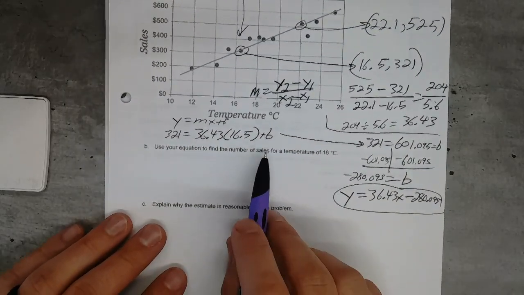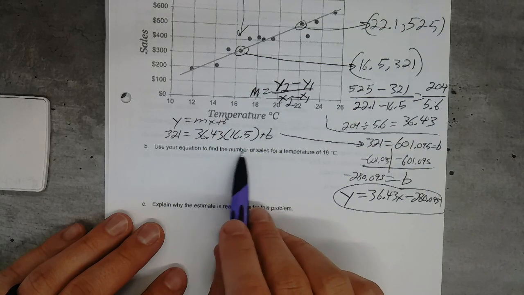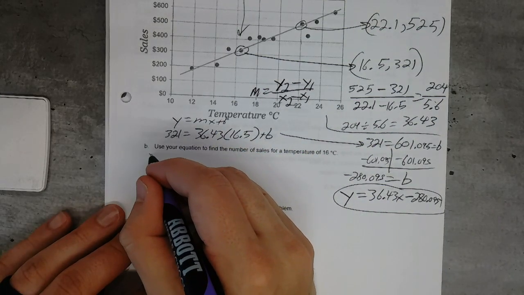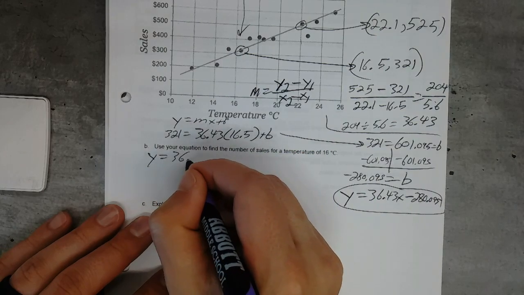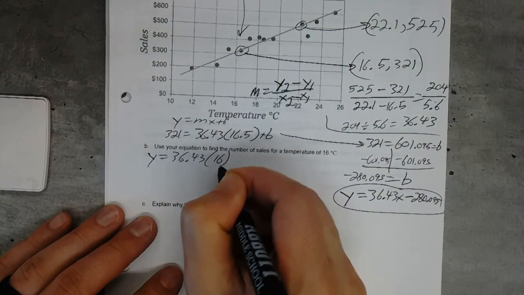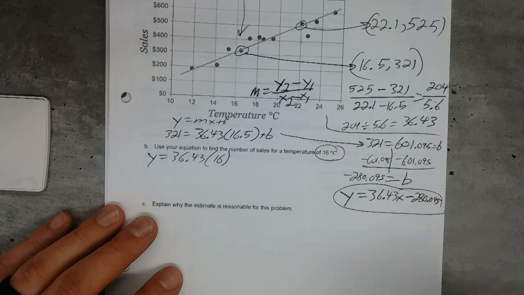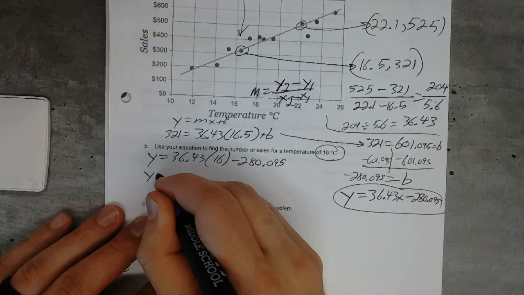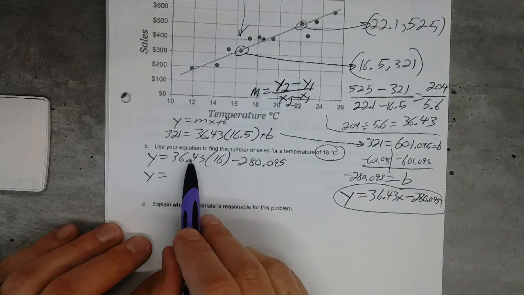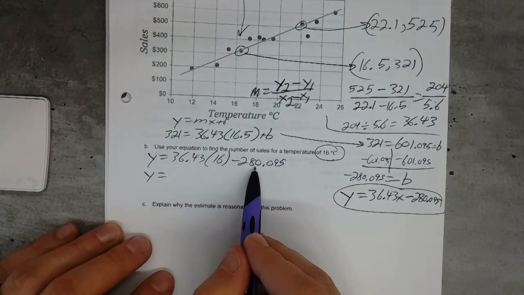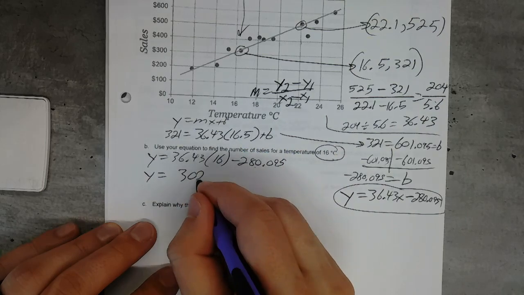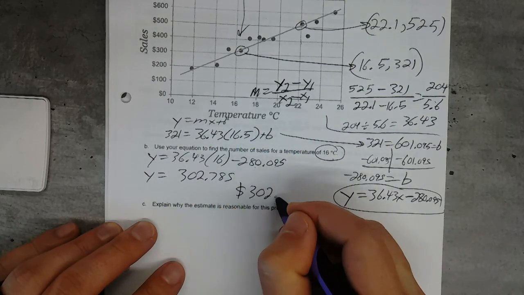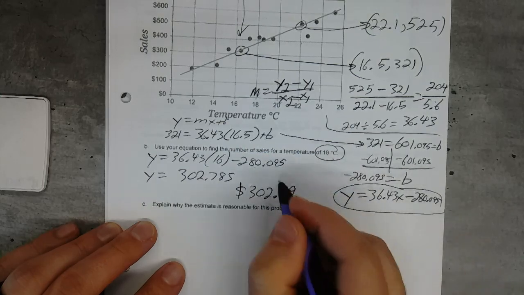I'm going to use that equation to find the number of sales for a temperature of 16 degrees Celsius. So when I have this equation, I'm going to go y equals 36.43 times 16, that's the number I'm being asked to use, minus 280.095. This is all calculator work. Multiply these together, subtract this. At the end I get 302.785, because this is money, $302.79 I'll round it to.